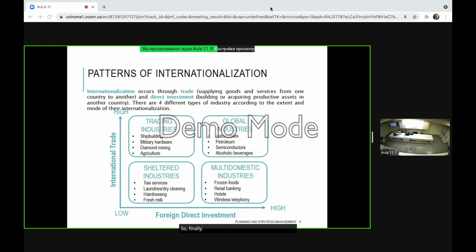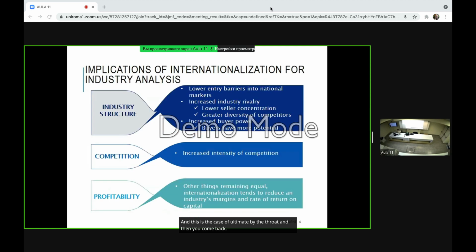Finally, global industries are populated by multinational corporations. And this is the case of automobiles, petroleum, semiconductors industries. Internationalization, in general, has a strong impact on the industry structure, on competition, and on profitability.